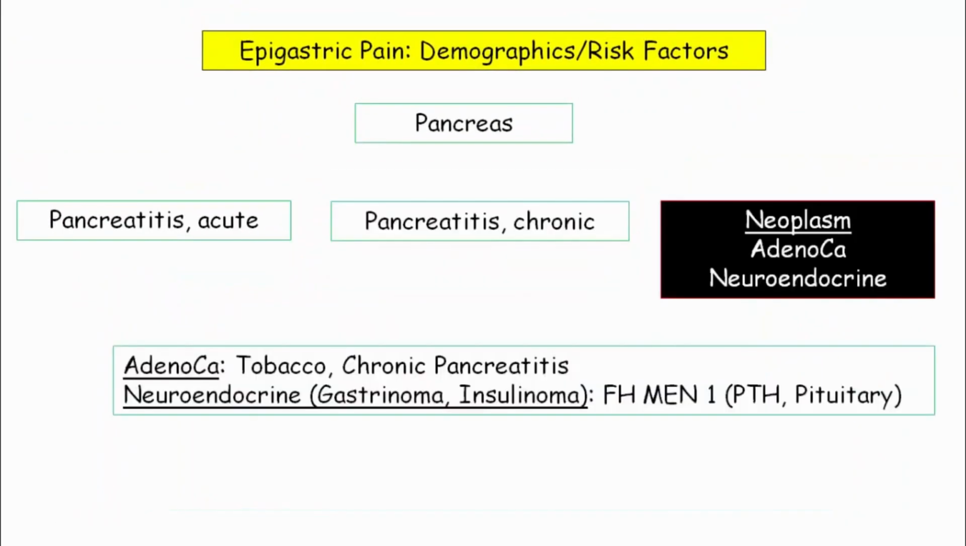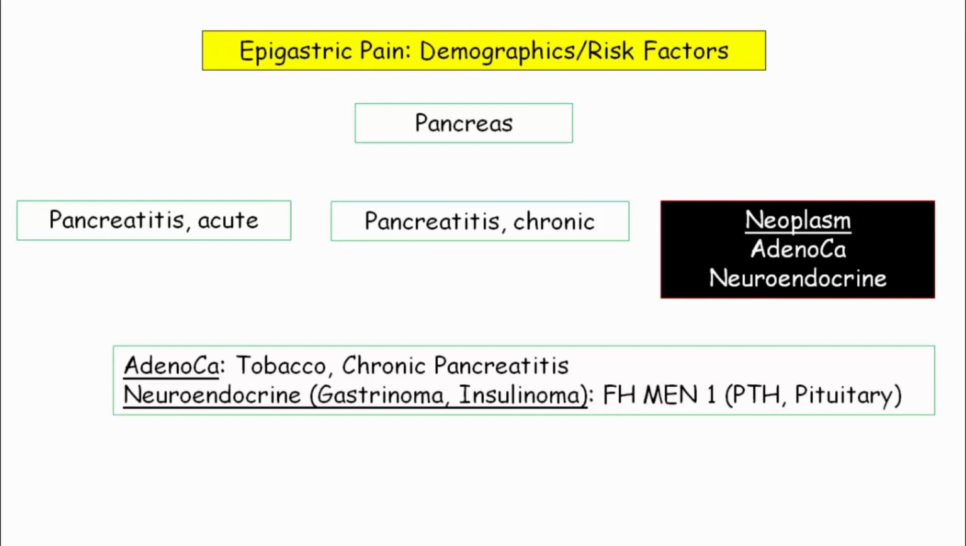Moving ahead, and remember we are talking about demographics in the patient with epigastric pain, pancreatic neoplasm may present in this manner. You need to keep in mind the pancreas may manifest two distinct neoplastic conditions. The first is the traditional adenocarcinoma, whose principal risk factor is tobacco use. Chronic pancreatitis, from any cause, is a weak risk factor, but the underlying cause is not a risk factor. That is, alcohol causes chronic pancreatitis, but itself is not considered a risk factor.